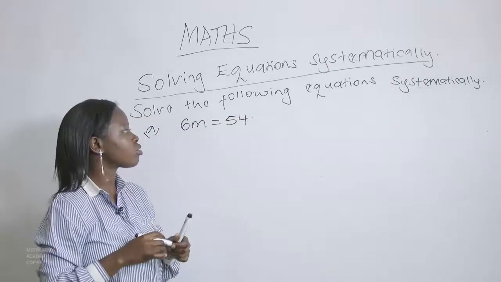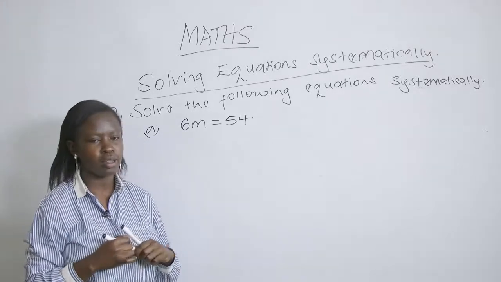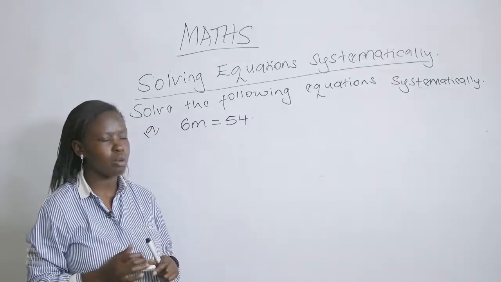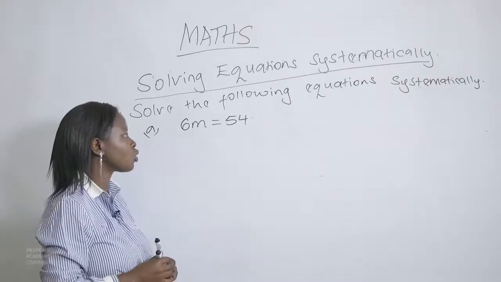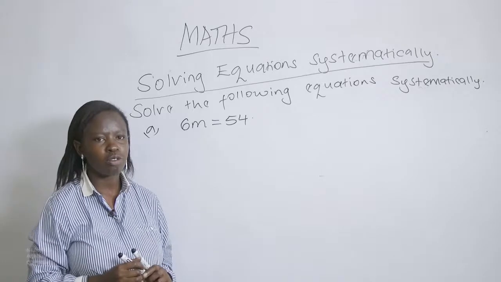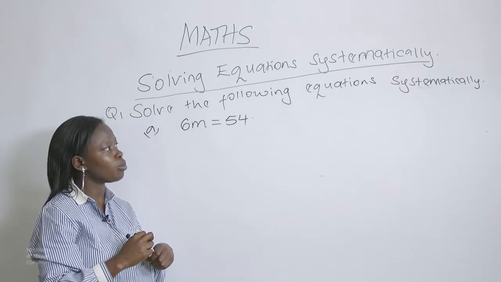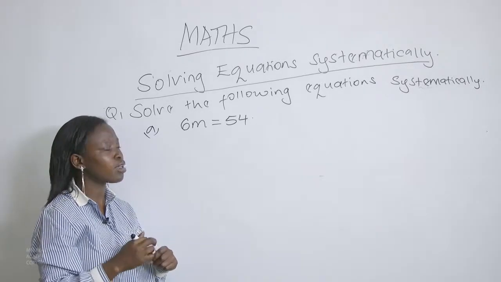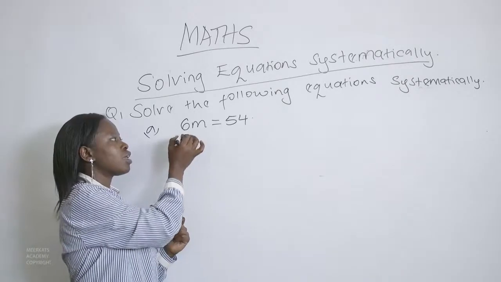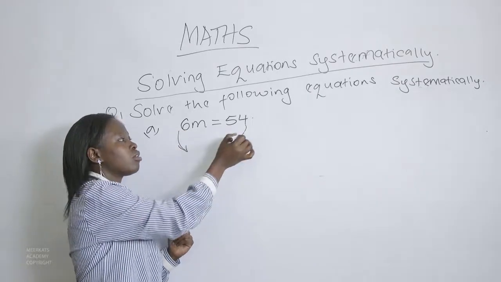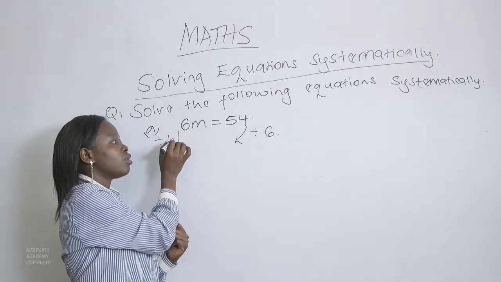So we have the equation 6m is equal to 54. We need to solve it systematically. So we need to find out which steps we are supposed to follow for us to be in a position to solve this given equation. 6m is equal to 54. For us to solve it, we need to get the value of our unknown, which is m in this given case. To find the value of m, we will take the step of dividing both sides by 6. So divide the right-hand side by 6, divide the left-hand side by 6.